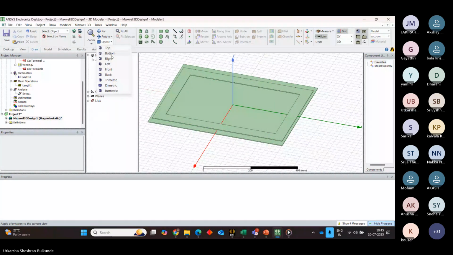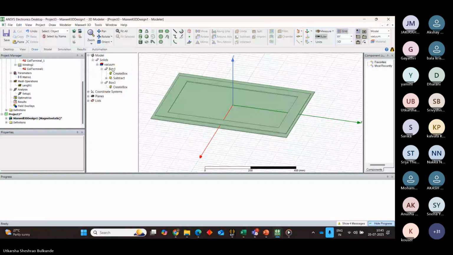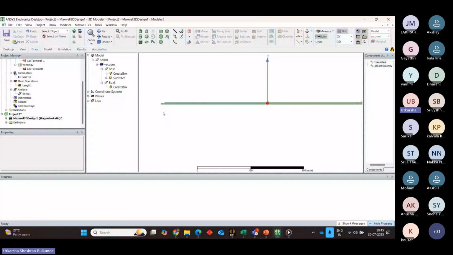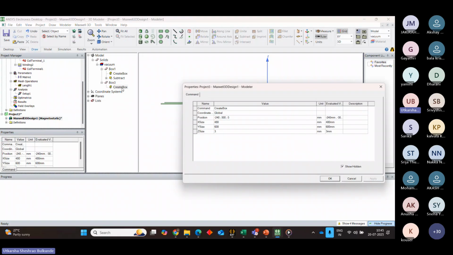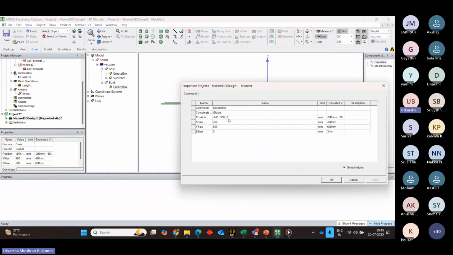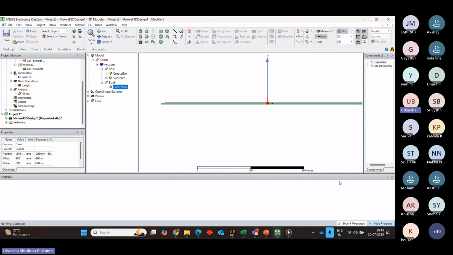Front. So this is at ground position, Z equals 0. Because I want to place my ferrite beneath my coil, that's why I have kept the -Z position. Okay, understood?